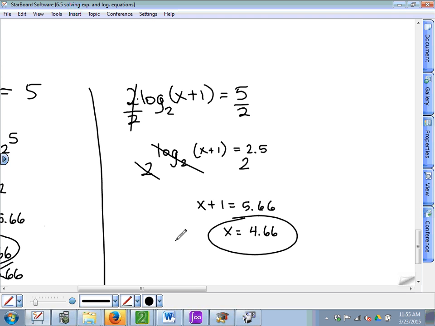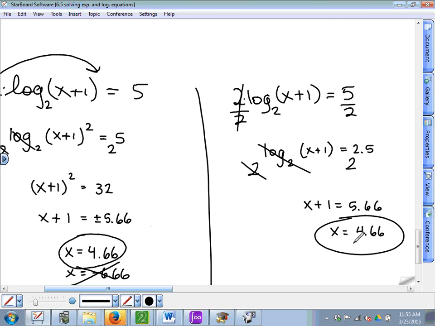So you can solve it however you want. You can either move it up as an exponent and eventually square root, or you can just divide by it. I think it's quicker to divide by it, but it's up to you.